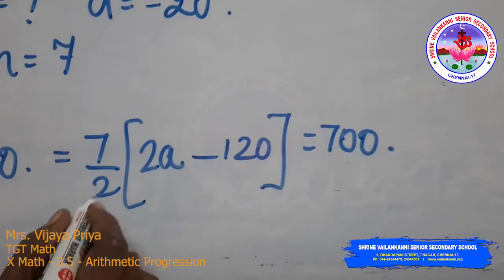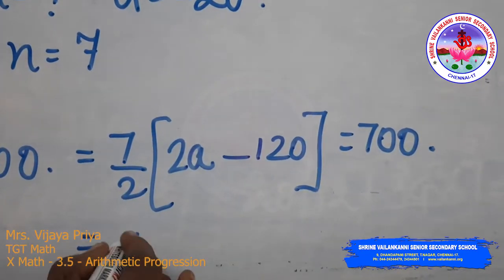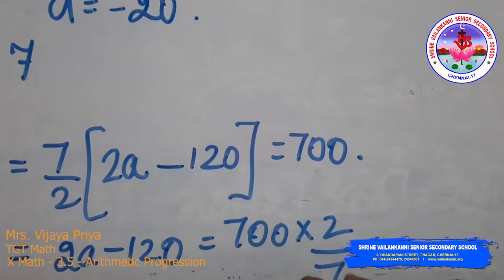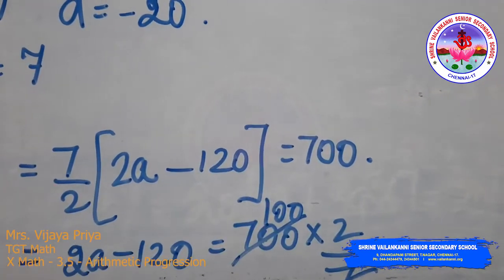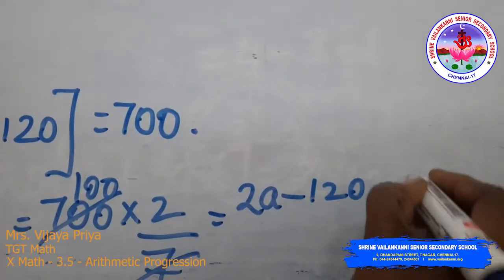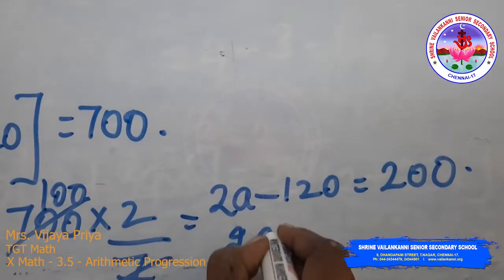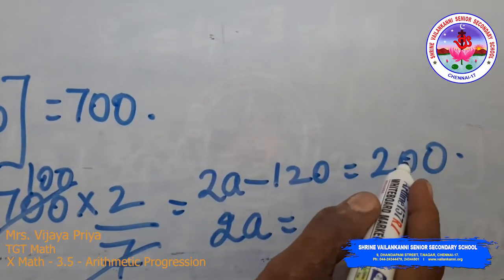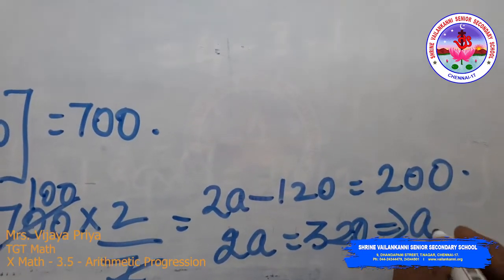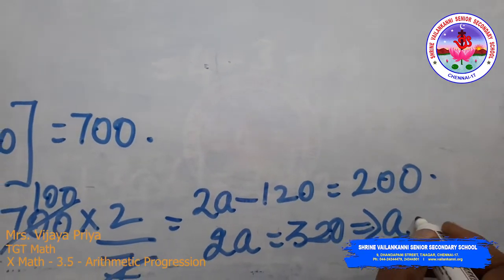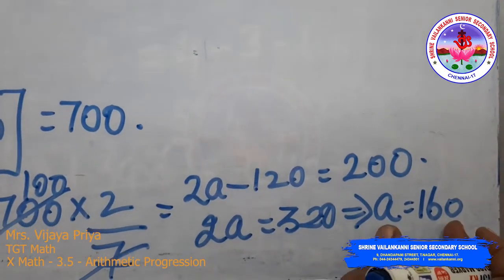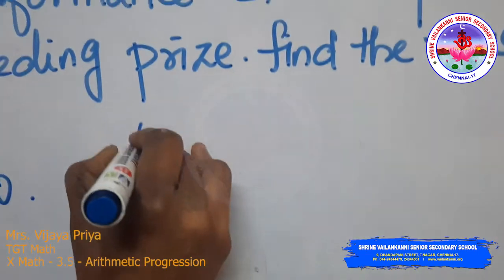Taking this 7 by 2 to the other side, 2a minus 120 is equal to 700 into 2 by 7. So 7 goes in 700 100 times. So I will get 2a minus 120 is equal to 200, where 2a is equal to 200 plus 120, which is 320. That implies a is equal to 320 divided by 2, which is equal to 160. So my first cash prize will be 160.